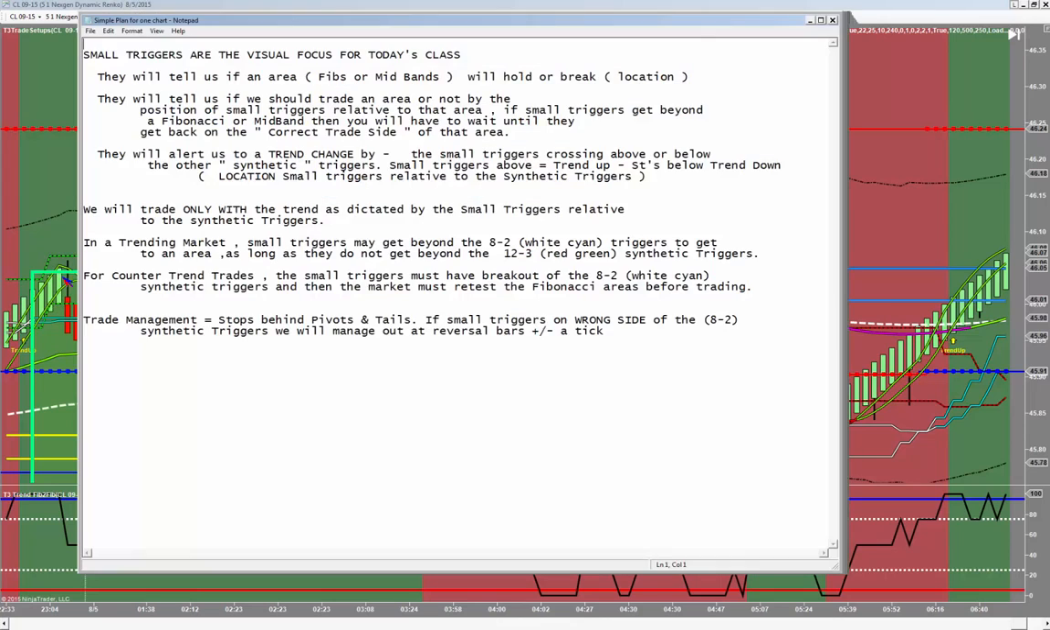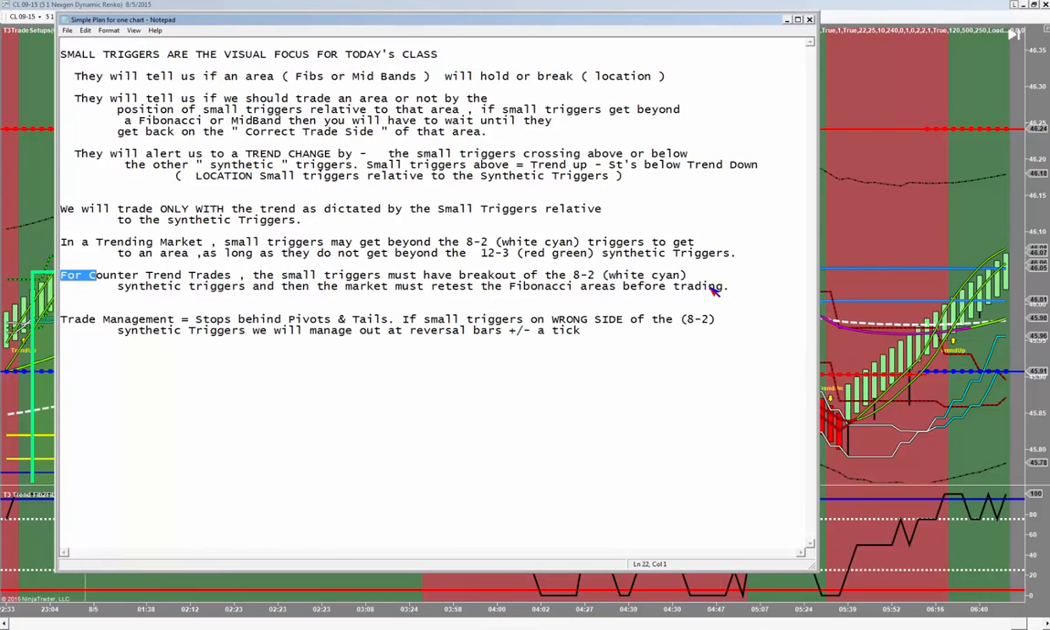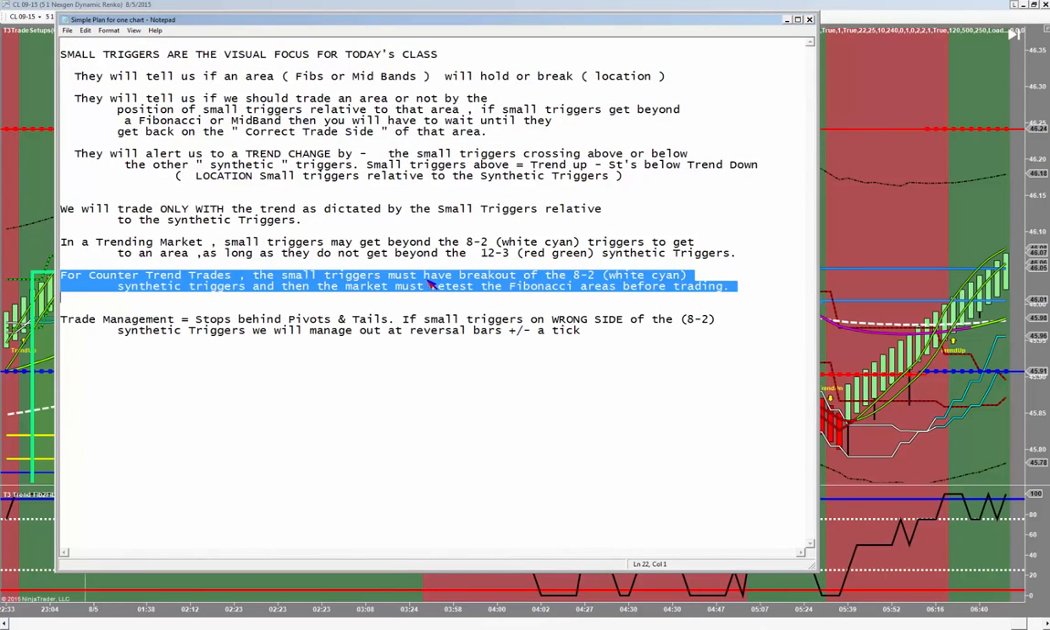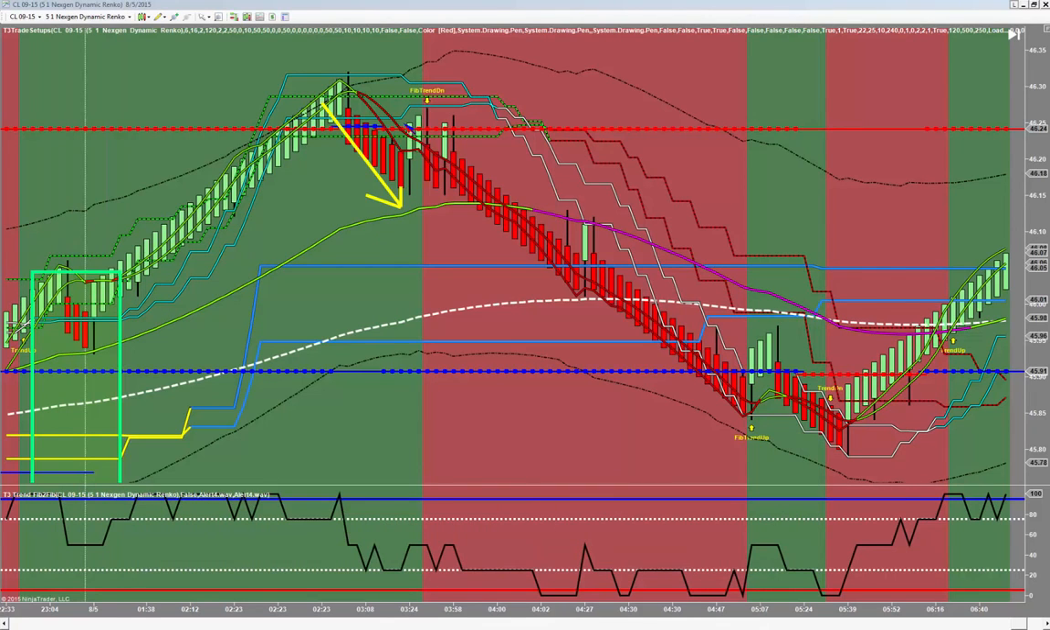All right, so for counter trend trades, the small triggers must have a breakout of the 8-2 white and cyan synthetic triggers. And then the market must retest Fibonacci area before trading. Okay, so notice your small triggers here.